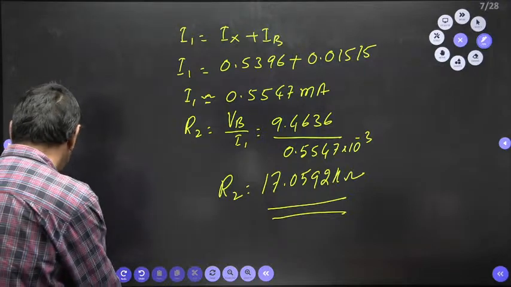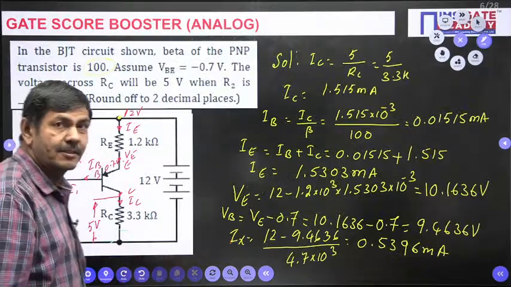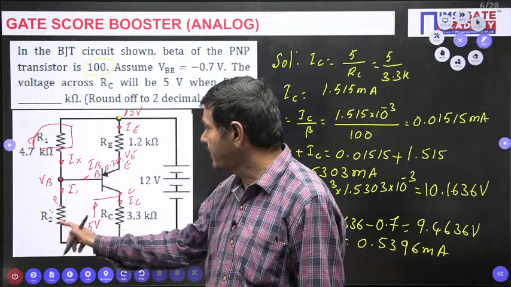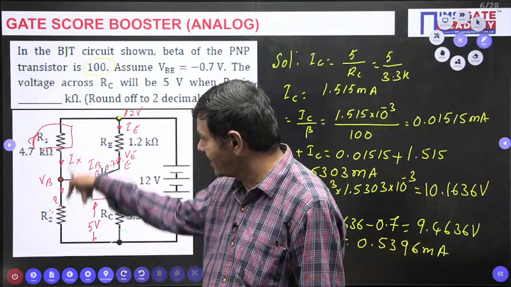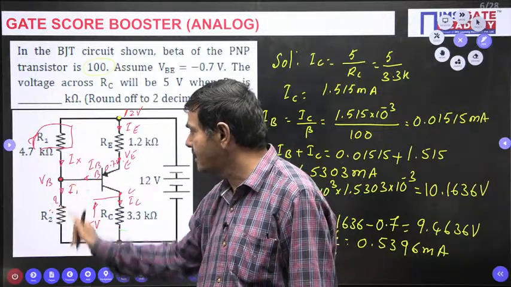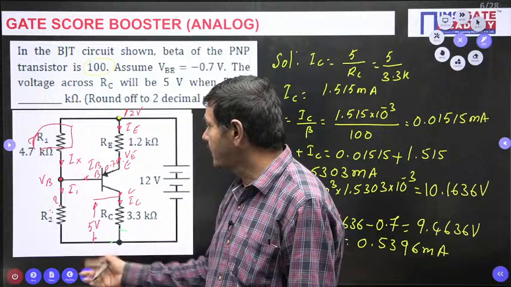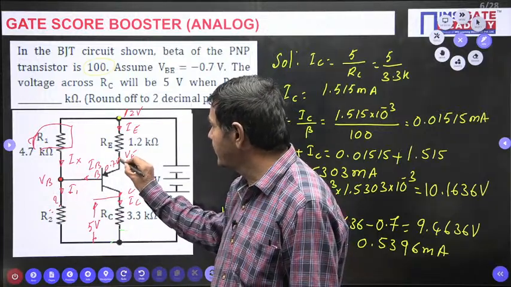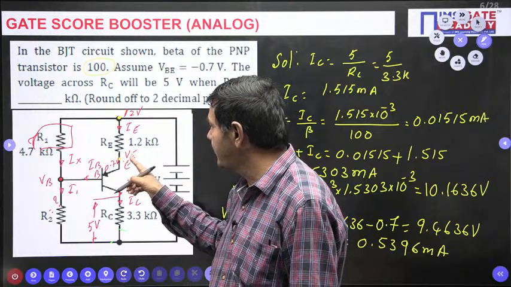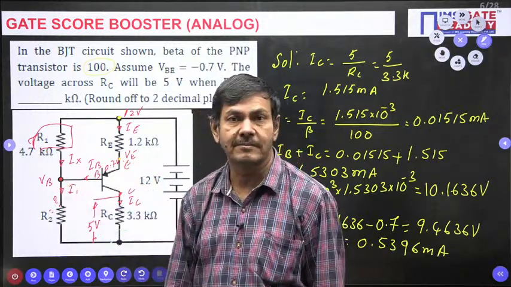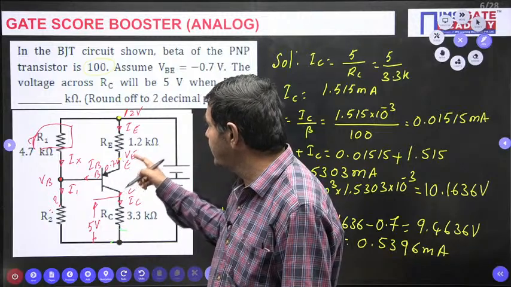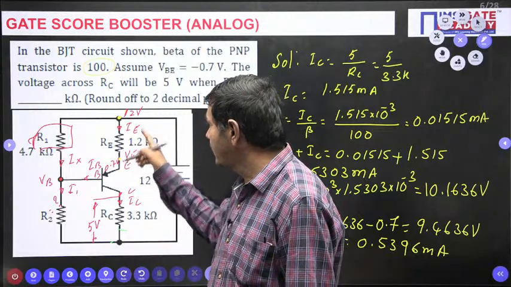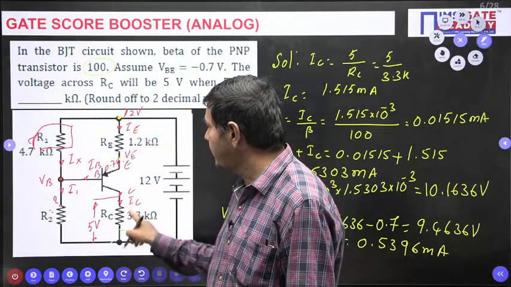Followed or not followed? The problem, as I said, is to find R2. How can we get R2? Voltage across R2 divided by current across R2. Voltage is VB, current is I1. So VB and I1 are required. How to get VB? Find the VE value; VE minus 0.7 is the VB value. How to get VE? VE is 12 minus the drop across RE. But the IE value is required. IE I can get if I know IB and IC.